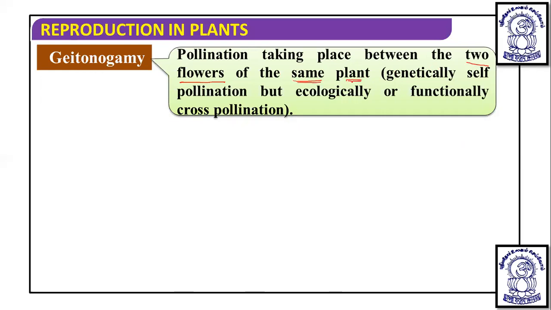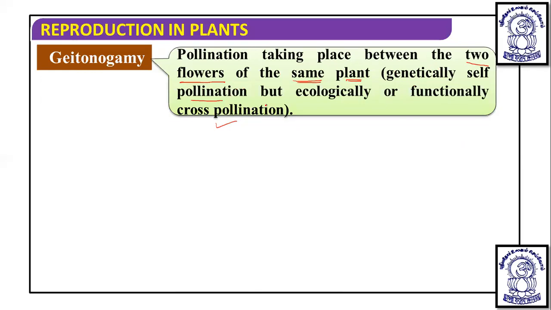Which plant? Same plant. It means genetically it is a self-pollination, but ecologically or functionally, we get cross-pollination. Why ecologically or functionally? Because two different flowers are involved. From a different flower, the pollen grain is transferred to the stigma of another flower. So ecologically or functionally it is a cross-pollination.